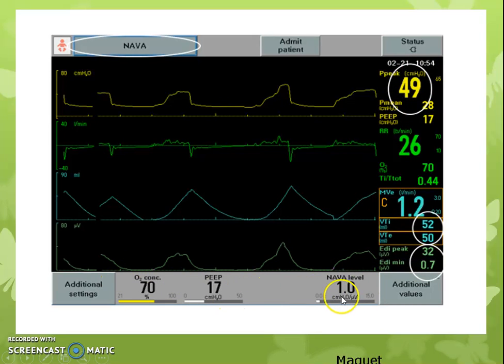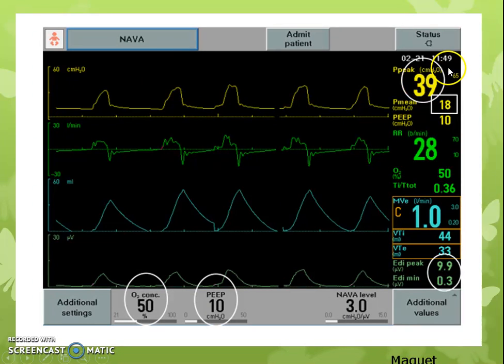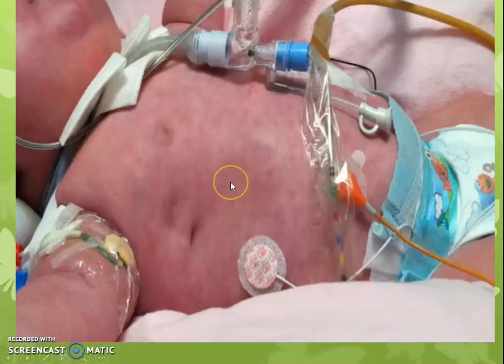On this patient, we did not pick a NAVA level. We didn't estimate how much the patient needs. So at 11:25, we increased the NAVA level to 3. We were able to wean the patient's PEEP from 17 to 12, and you can see the EDI peak lower. From 11:49, you can see EDI peak at 9.9. It's really low, which is where we want it to be, and we were able to wean down the PEEP and wean down the oxygen, and you can see the peak pressure lower.